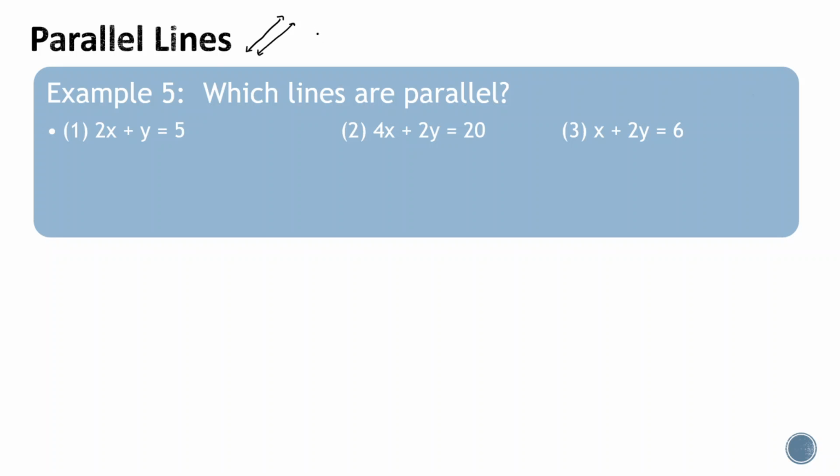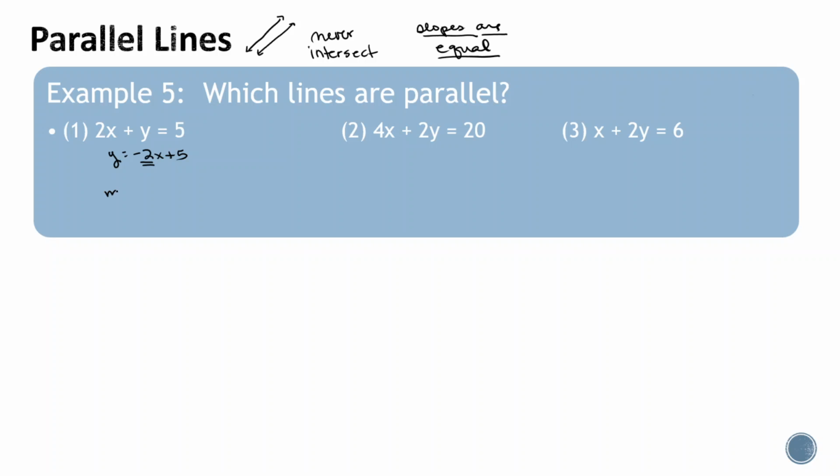Specifically, they never intersect. Now, this implies that their slopes are equal. So in order to decide if lines are parallel, we're going to have to find their slope. When they're written in standard form, like these three are, we can solve for y.